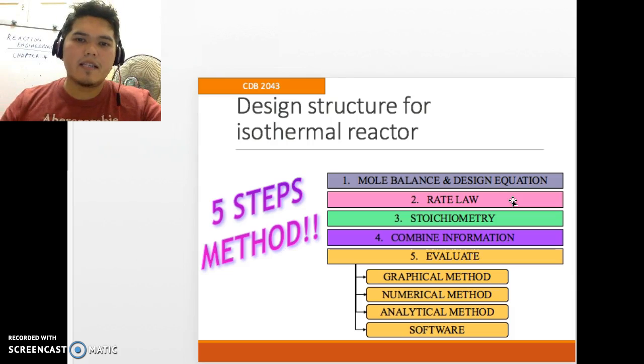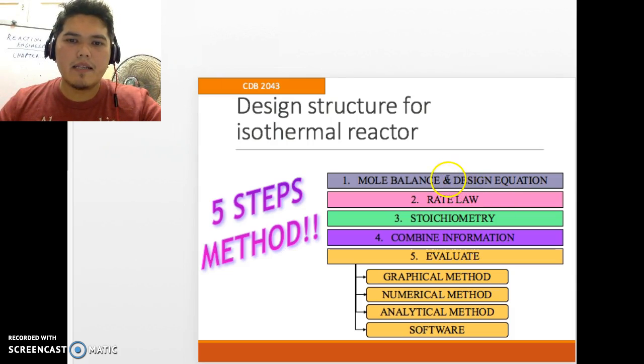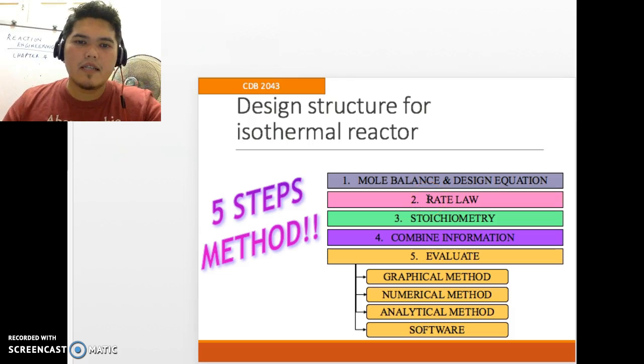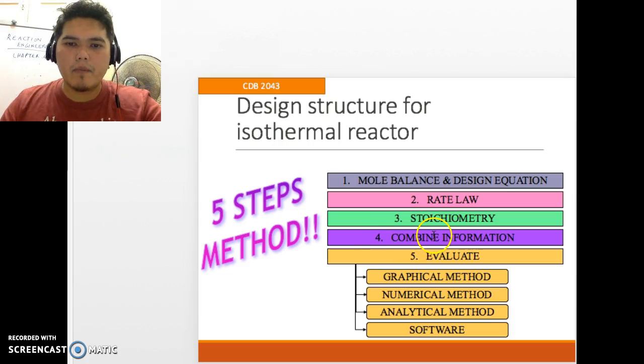The first one is the mole balance and design equation. The second one is rate law, which you already covered. Mole balance and design equation is chapter 1. Rate law is in chapter 2. Stoichiometry is in chapter 3. The idea right now in chapter 4 is all about application, where we are going to combine all the information that you have learned from mole balance, rate law, and stoichiometry.